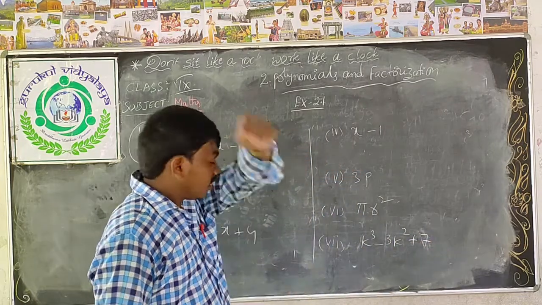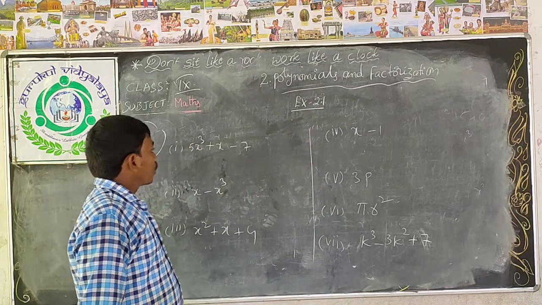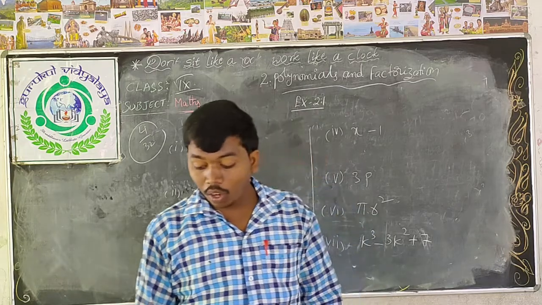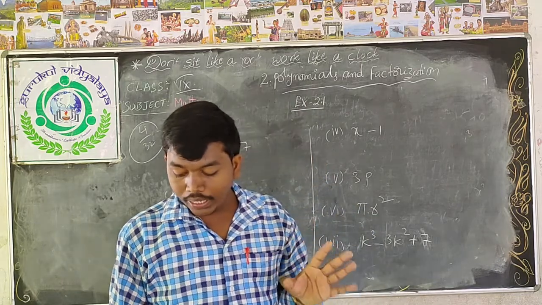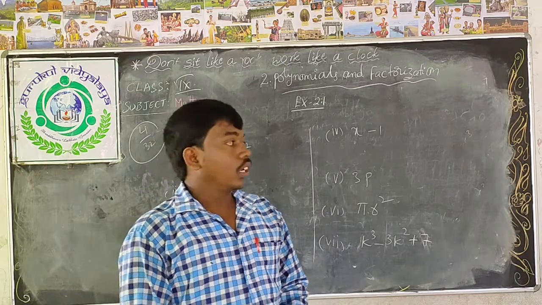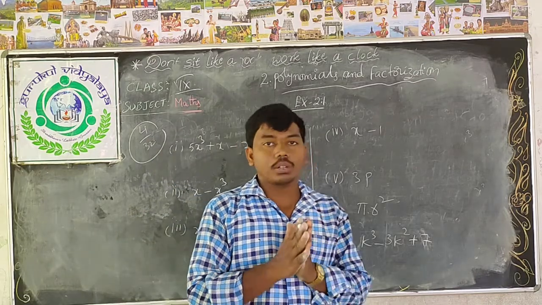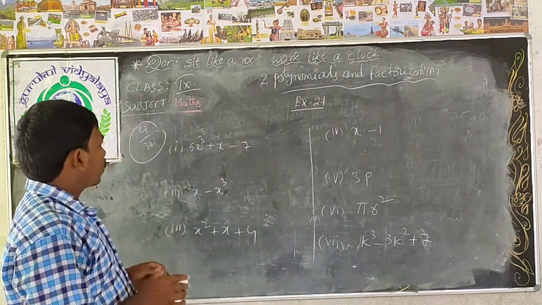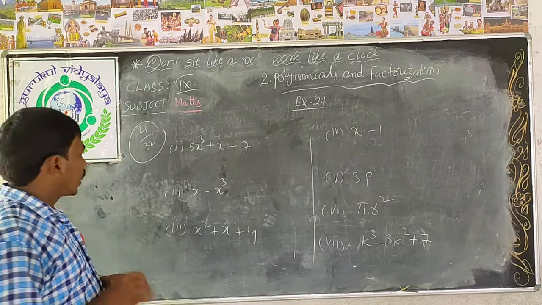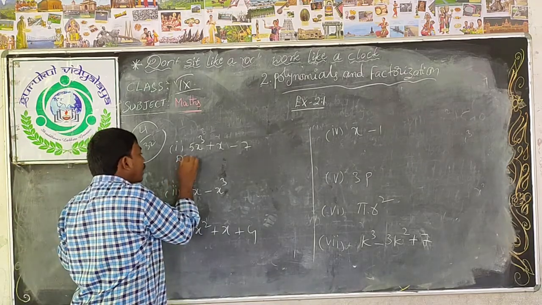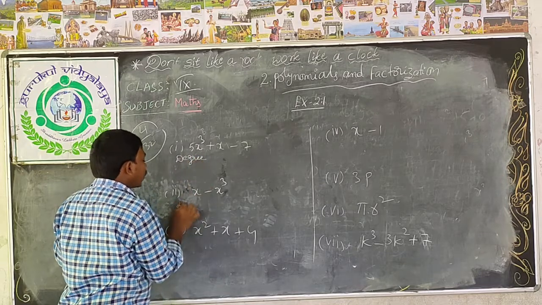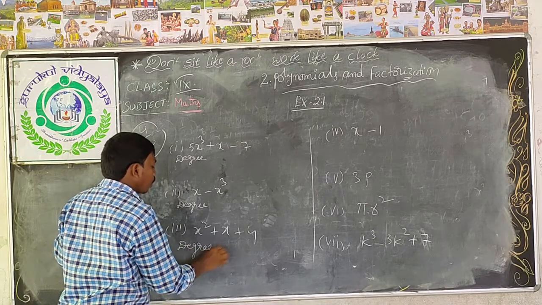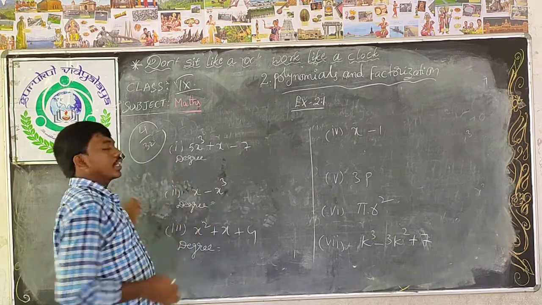Okay, children, what is the question you have to see? Classify the following as linear, quadratic and cubic polynomials. You can decide, you can classify. These are the types of polynomials based on the degree. First we have to identify the degree. Then we can say the given polynomial is, you can decide the name.